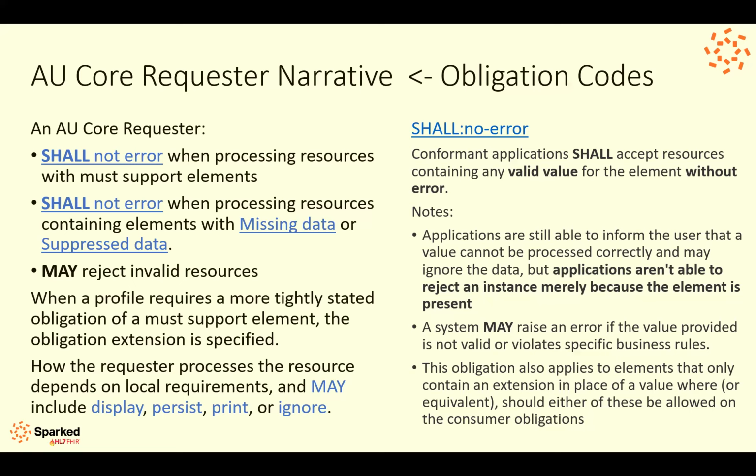So the obligation value set or code system actually has a hierarchy. It starts with no error. There is then a level 2, which is handle. And then there's another level 3, which has these that I've got down the bottom: display, persist, print, ignore. So ignore is actually a subtype of handle. Handle is a subtype of no error. Yeah, exactly. In an ontological sense.